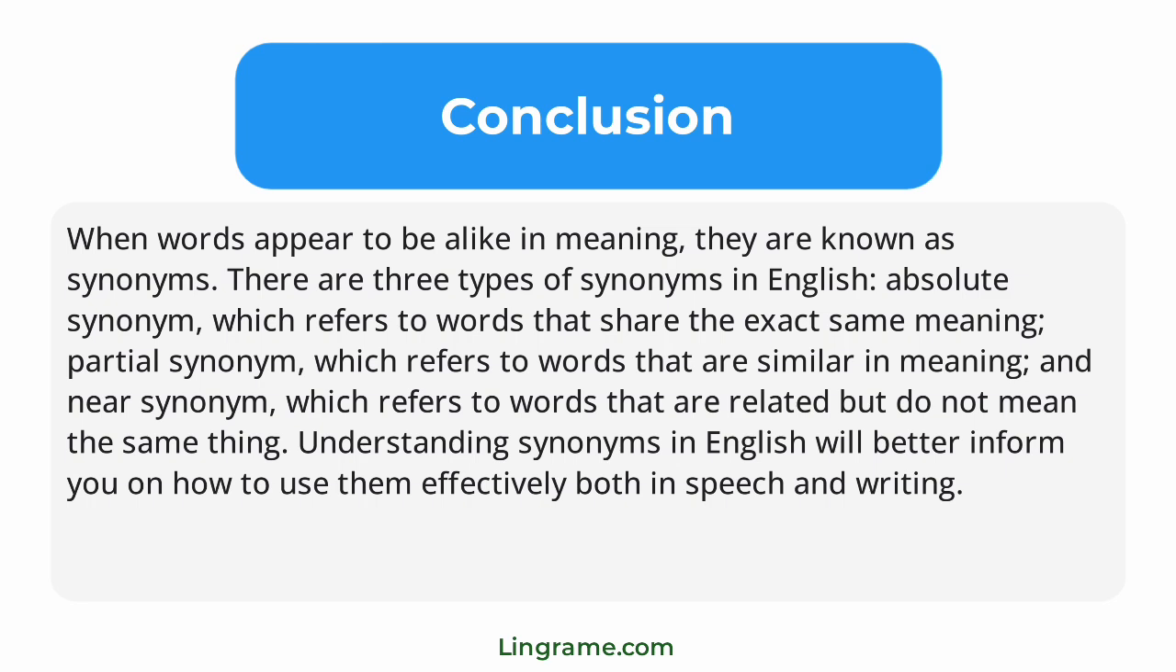When words appear to be alike in meaning, they are known as synonyms. There are three types of synonyms in English: absolute synonym, which refers to words that share the exact same meaning; partial synonym, which refers to words that are similar in meaning; and near synonym, which refers to words that are related, but do not mean the same thing. Understanding synonyms in English will better inform you on how to use them effectively, both in speech and writing.